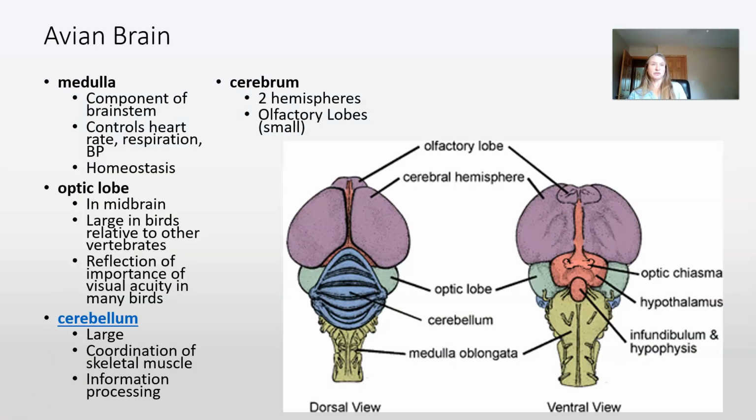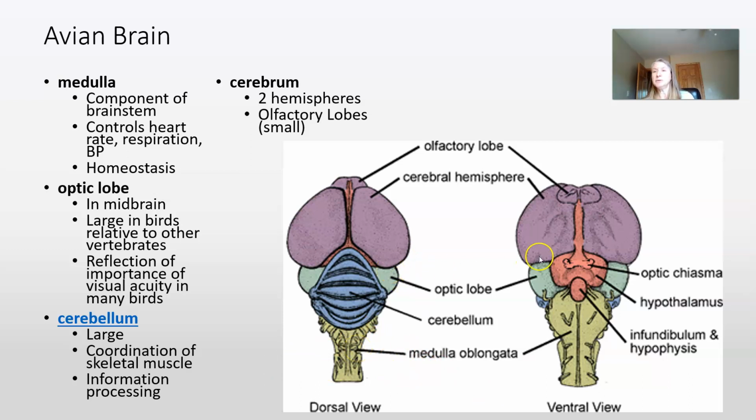So, some structures in the brain. I want to go through some of these because they're important to be thinking about function in general. All the brain is important, but here are some things that we really need to focus on. The medulla is a component of the brainstem. Okay, so the medulla down here is a component of the brainstem. This is what's going to control our heart rate, respiration, blood pressure, both in birds, mammals, humans, all kinds of things. The medulla is important for homeostasis.